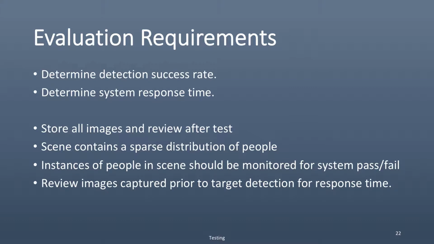And the scene had a sparse distribution of people so that it didn't overload and try to detect multiple objects at the same time. All these instances of object detection should be monitored closely for a pass-fail. And we'll review the images before and after an object is first detected to determine how many frames that object was in the scene before it was detected.